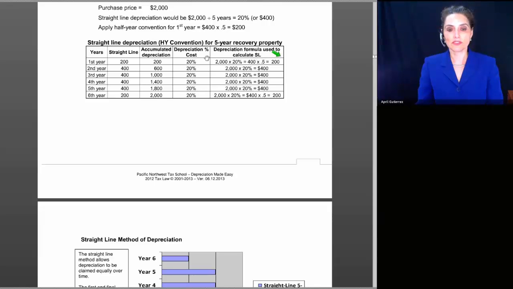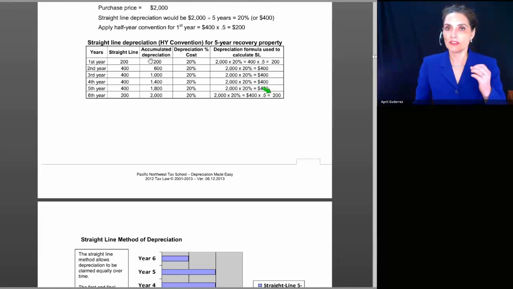The second year, you start with that same $2,000 acquisition price. Multiply that by 20%, $400. The third year is $400. The fourth year is $400. And in the fifth year, you are $400. And then finally, in that sixth year, you claim the final $200.